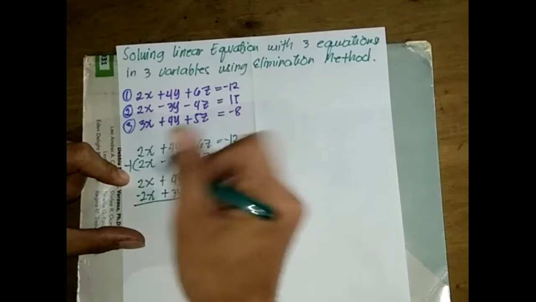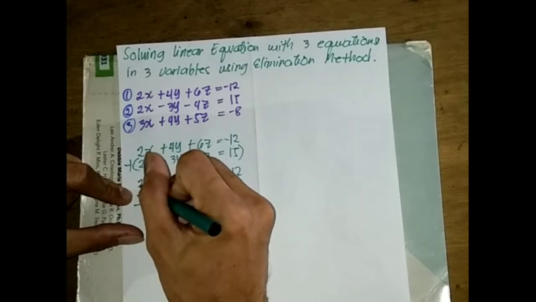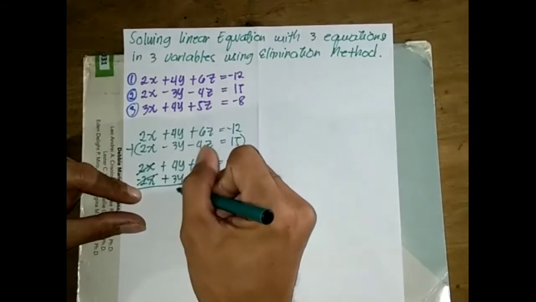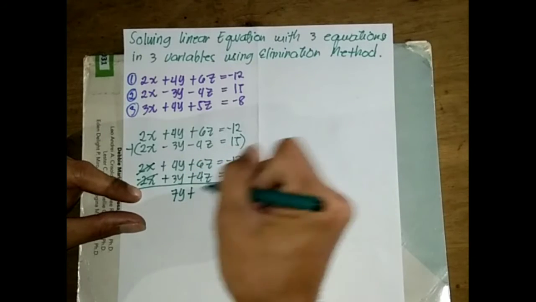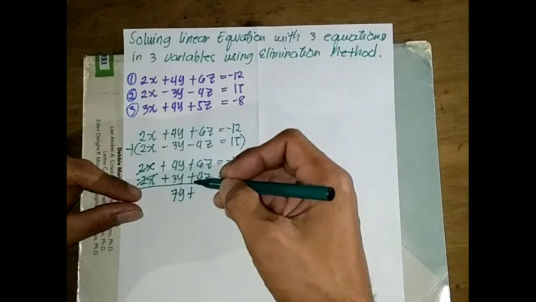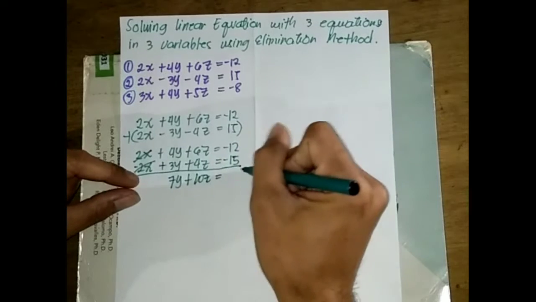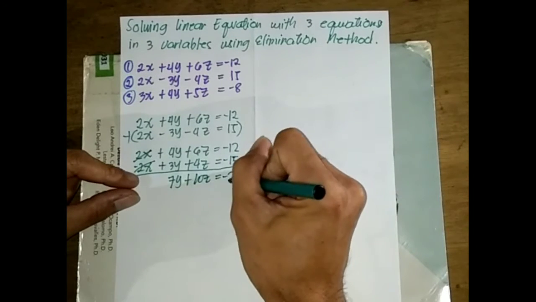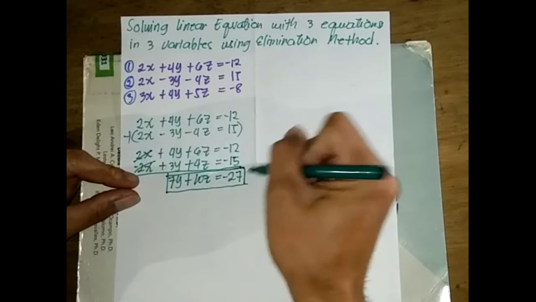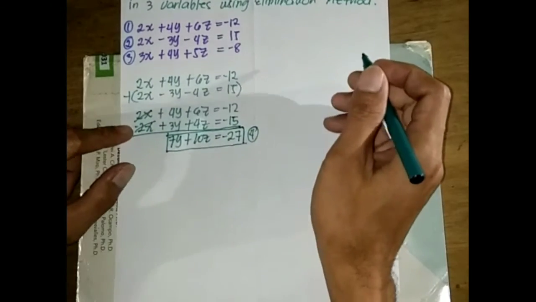Then combine like terms, positive 2x minus 2x equals 0. 4y plus 3y is equal to 7y. 6z plus 4z is equal to 10z. Negative 12 minus 15 is equal to negative 27. So, this result would be our fourth equation. So, gawin natin siyang fourth equation.